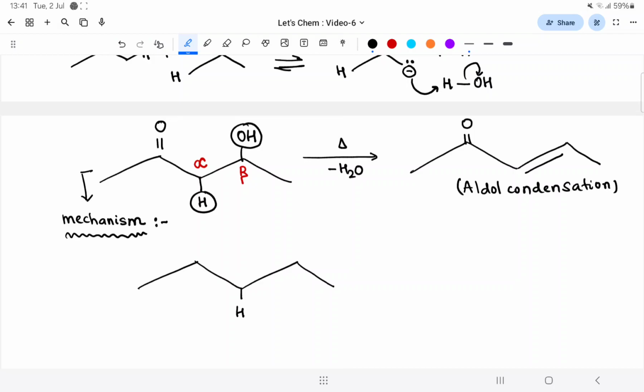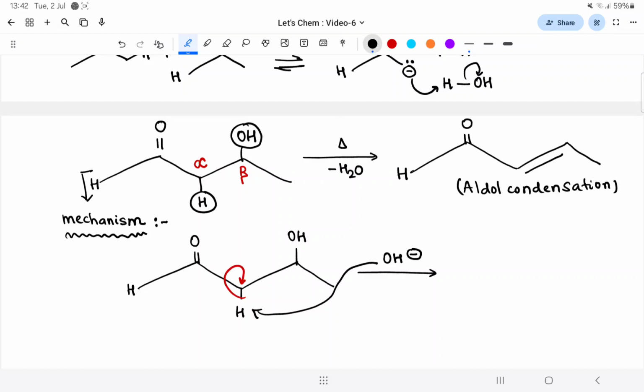I'll mark this as H, this is double bond O, and this is OH. One more thing: this was my H, so I'll continue writing it as H only, to make sure that it's not a methyl group. So here I'll write OH minus. The first step is what? This OH minus will take away the hydrogen from this alpha position. Hydrogen will give its electron here.